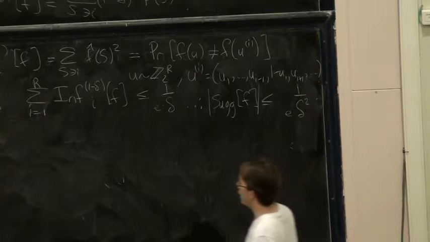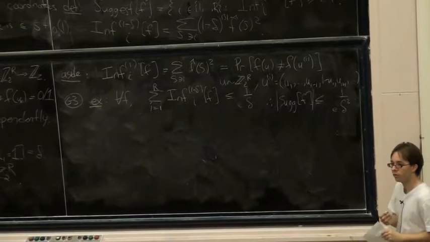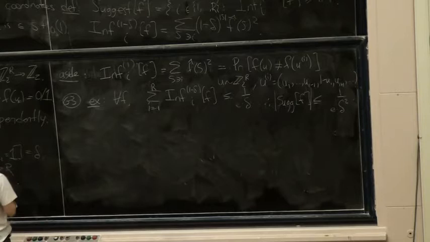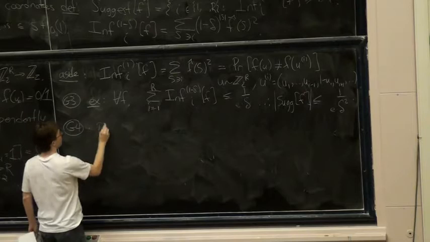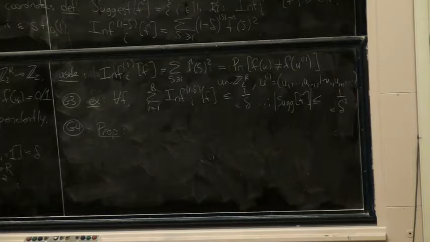Now we come to G4, which is the actual main part of the proof, which is not too hard after all this setup. So what do you have to do in G4? We'll put it as a proposition here. We have to check that if this suggestion set is empty, then the value of the function is not much more than a half.